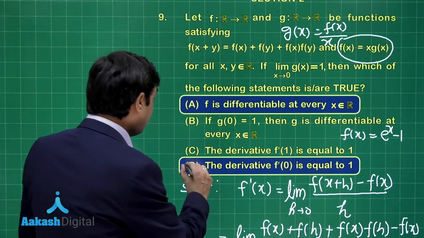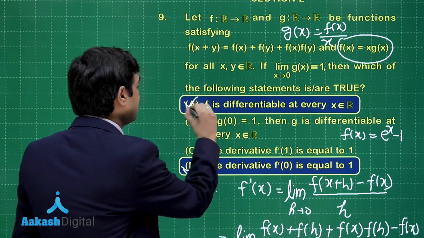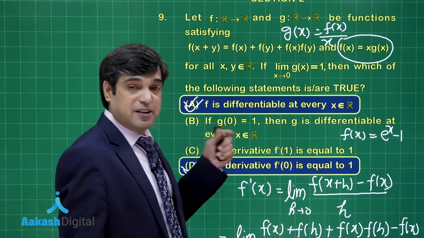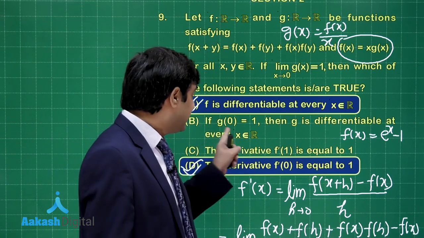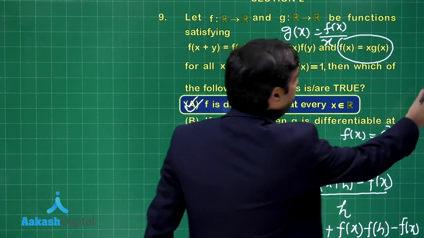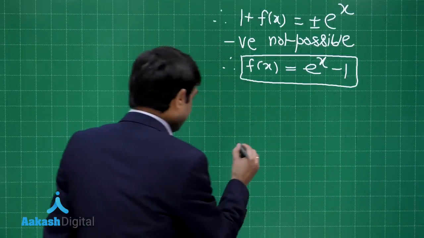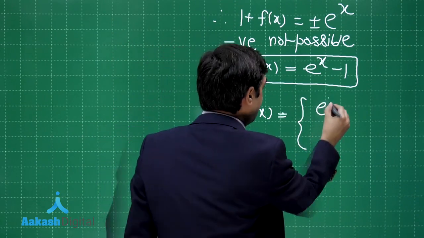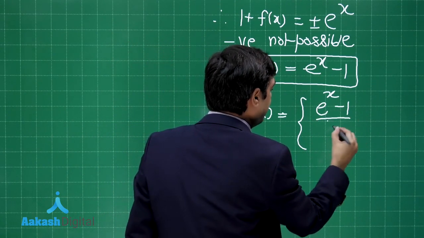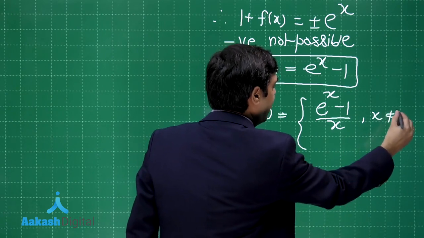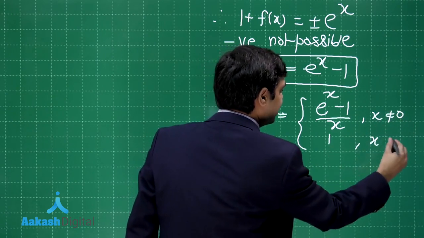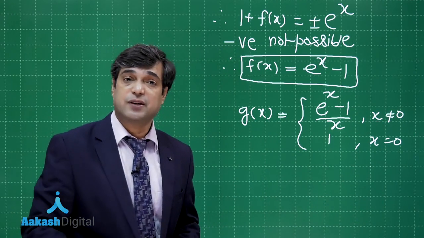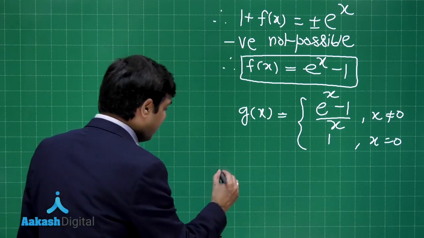Now we have to talk about option B, which is talking about g. Gx is fx upon x. So obviously it is not defined at 0. But if you define g0 as 1 separately, what is going to happen? Let's check out. So gx is e^x minus 1 upon x when x is non-zero, and let's define 1 when x is 0. So clearly it is differentiable everywhere, only point of concern is x equals 0. So now we need to find the derivative.